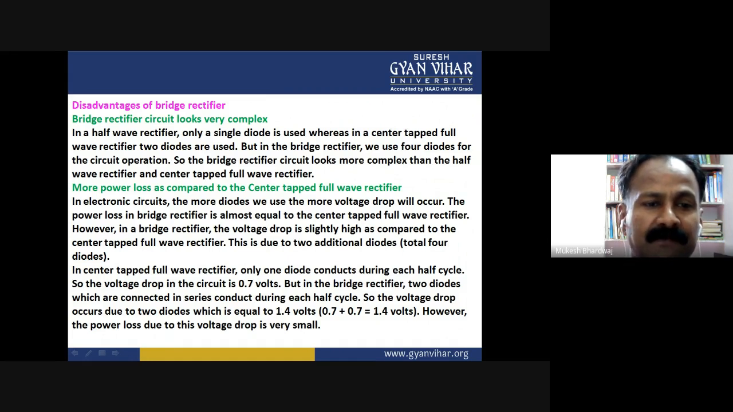In a center tap full wave rectifier, only one diode conducts during each half cycle, so the voltage drop in the circuit is 0.7 volt. But in the bridge rectifier, two diodes which are connected in series conduct during each half cycle. So the voltage drop occurs across the two diodes, which is equal to 1.4 volt. However, the power loss due to this voltage drop is very small.